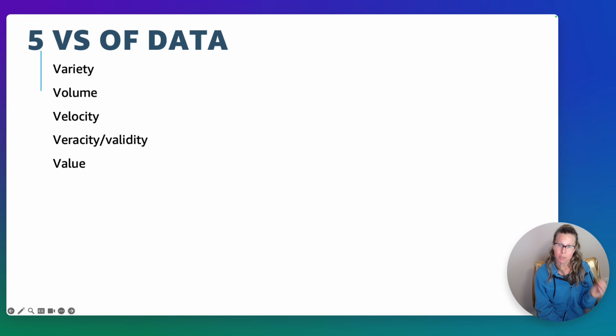Value is probably the most important. You must consider the data being ingested to ensure how that data is ingested correctly and how that ingested data will add value to the business currently and in the future.